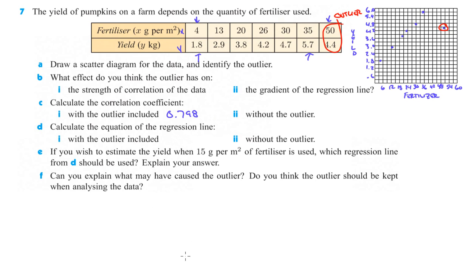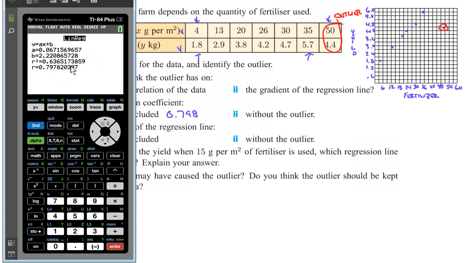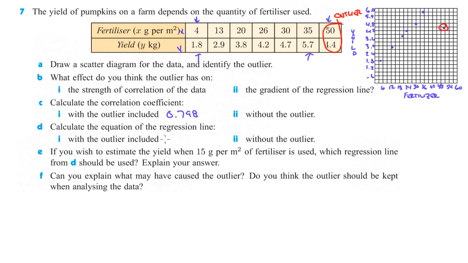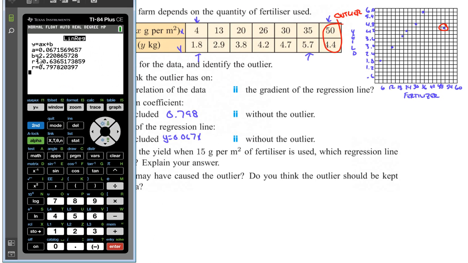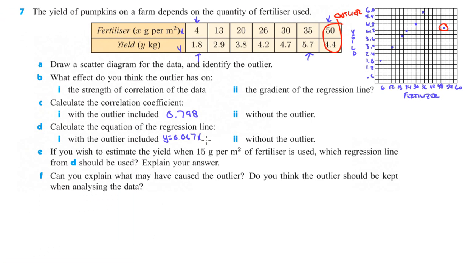It also says calculate the equation of the regression line with the outlier. Since we already have that right here, let's put that in before we take our data out. So the regression line is 0.067x plus 2.22. There's our regression line with the outlier.